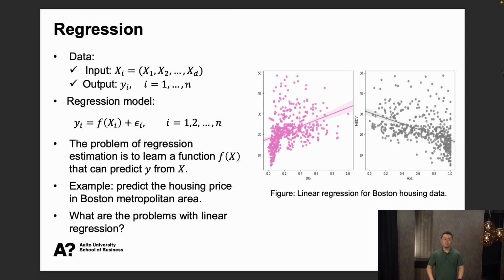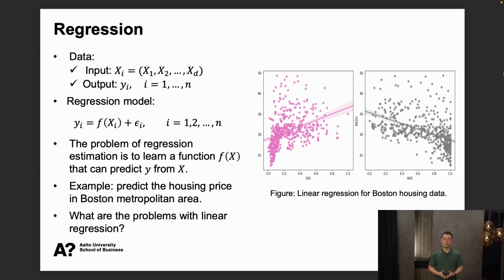In regression problems, we first need some data, including inputs x_i and outputs y_i. The regression model is y_i equals f(x_i) plus epsilon_i. The regression problem is to learn a function f(x) that can predict y from x.